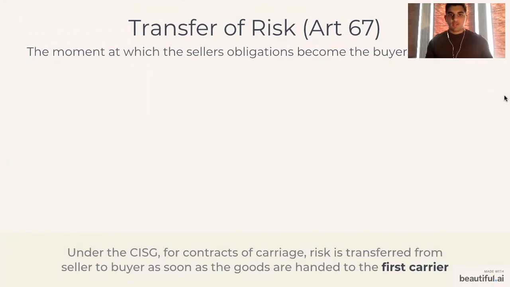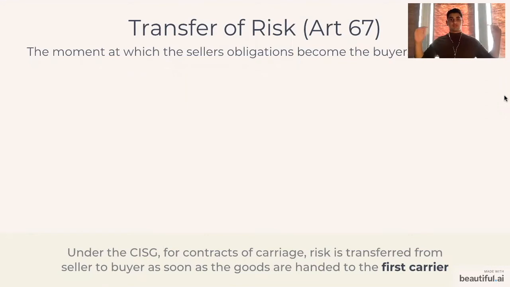And finally, we're going to look at one more aspect of the CISG, and it's called risk. When does risk transfer? So what is transfer of risk? It's basically the moment at which the seller's obligations, the ones we looked at, for example, to deliver the goods, actually become the buyer's obligations to pay.